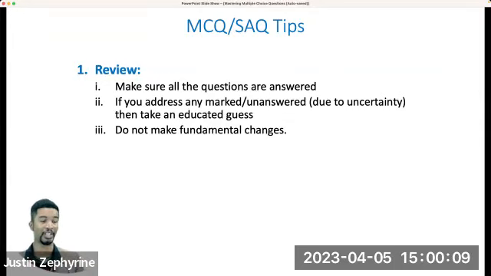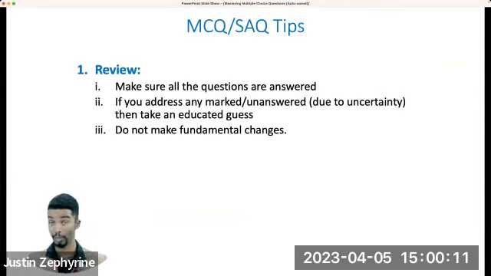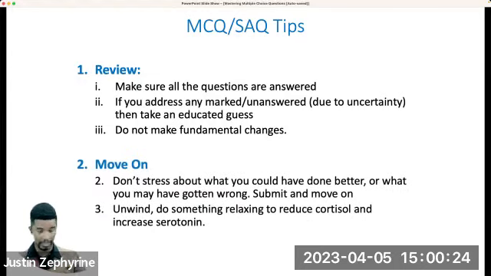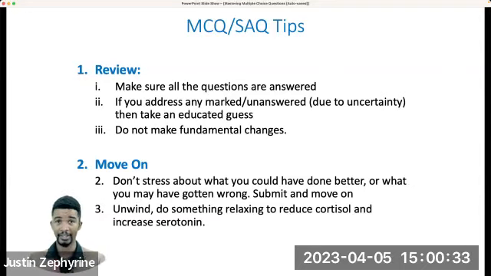By all means, you want to make sure you review, but not to make changes. Just review to make sure you answered all your questions. You don't want to make fundamental changes because it's going to have a snowball effect. And then, of course, you move on. The exam is finished, and there's nothing you can do about it. Once you submit that exam script or paper or answer, you move on. If you got it wrong, you got it wrong. There's nothing you can do about it, right?